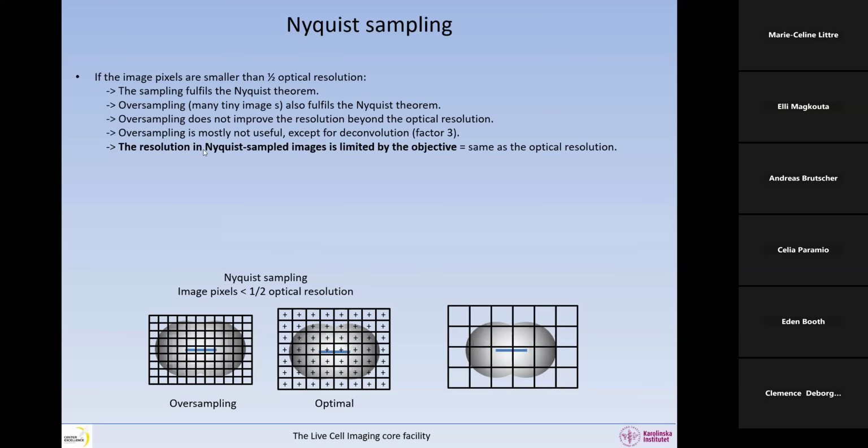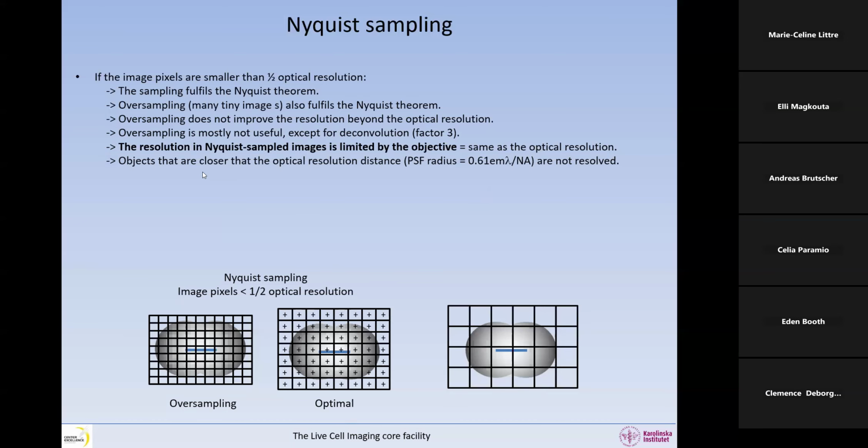The resolution in Nyquist sampled images is limited by the objective. So in this case, we make sure that the digitalization is not what limits the image resolution, okay? In a Nyquist sampled image, the image resolution is the same as the optical resolution.